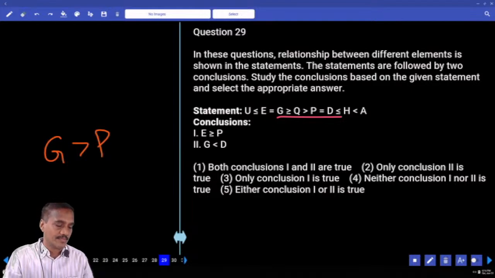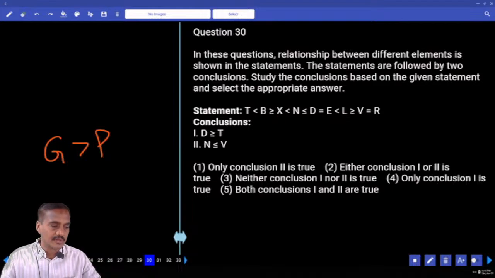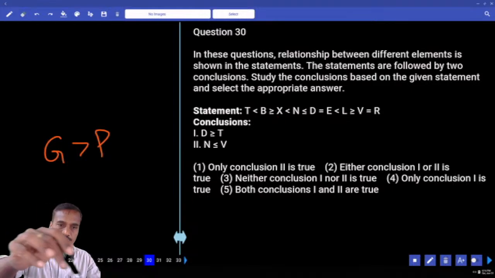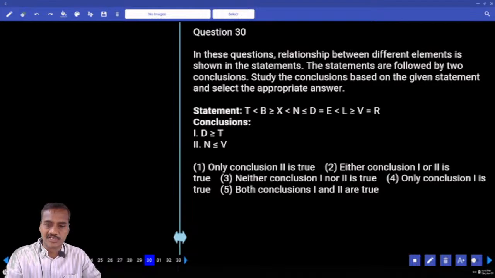Got this one? Good. My next one, question number 30. Now in this question number 30, tell me the answer. Now D and T. T here, D here, opposite symbol, no relation. Between N and V what happens? Opposite symbol, no relation. And at the same time D and N are different to each other, right? Neither one, not two choice.